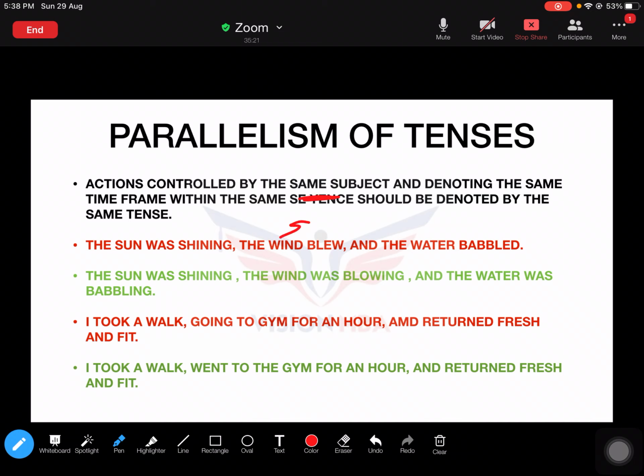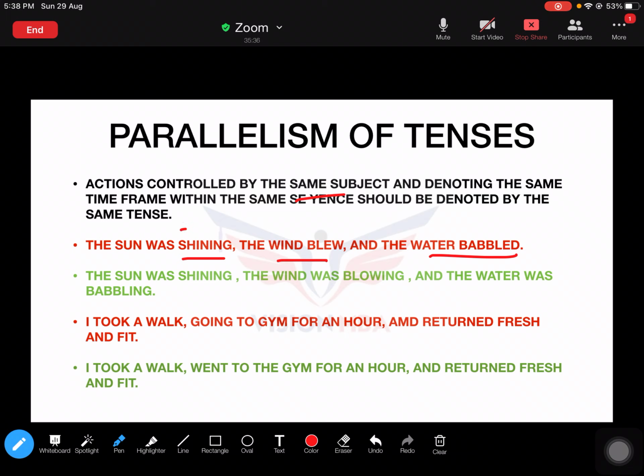Okay, this should be a sentence. It should be denoted by the same tense. The sun was shining, the wind blew, and the water babbled. Now, here the sentence is wrong. Why? Because it's not following the parallelism of tenses.